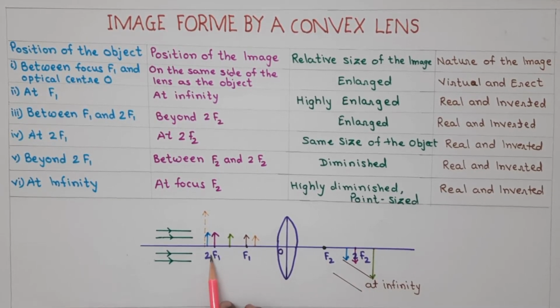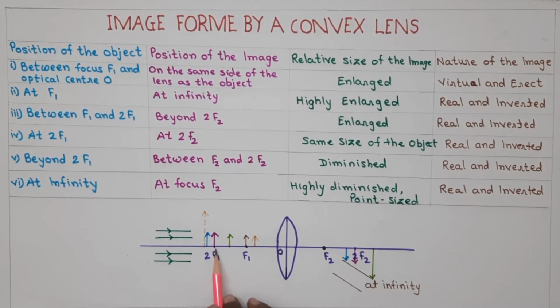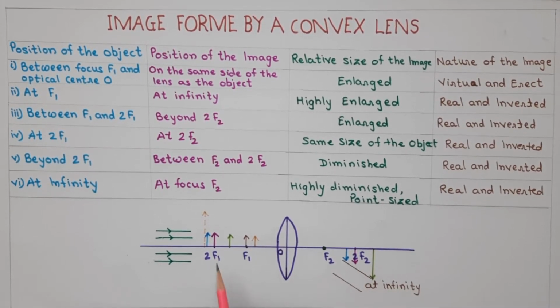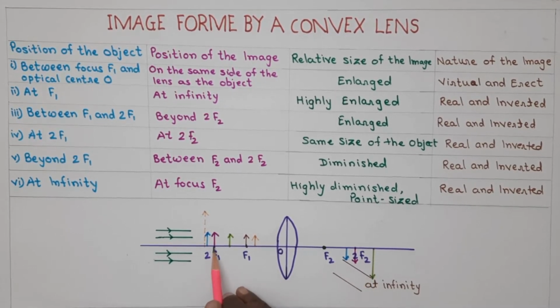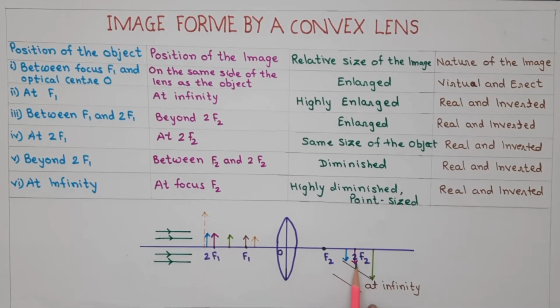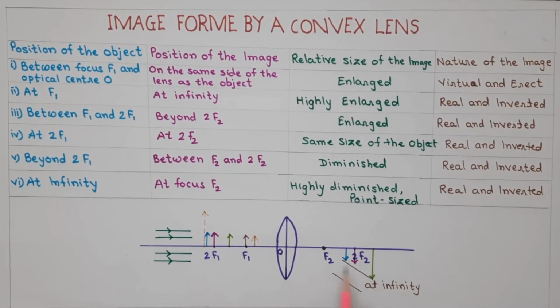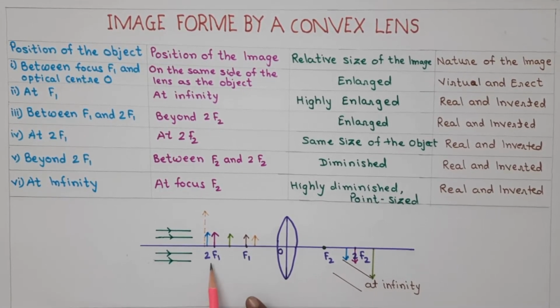Now we are moving further away from the lens. This object is kept at 2f1. So when the object is kept at 2f1, the image is formed at 2f2. Object at 2f1, image at 2f2, the object and the image both are of the same size. So this is the cutoff point. When the object is at 2f1, the image is at 2f2, it is of the same size.